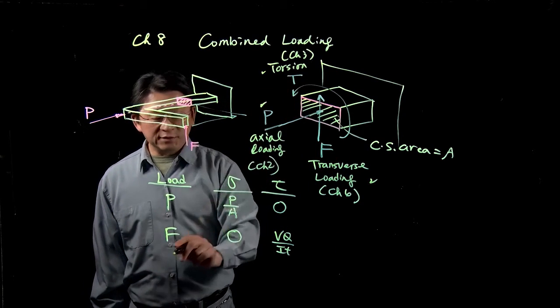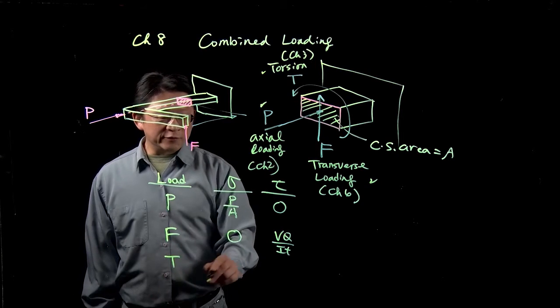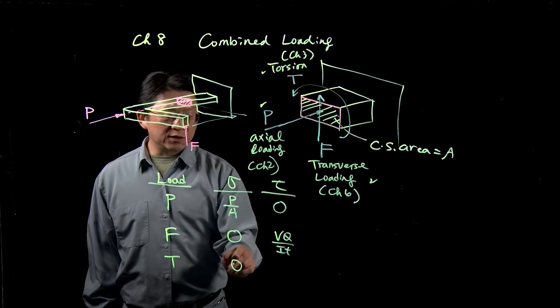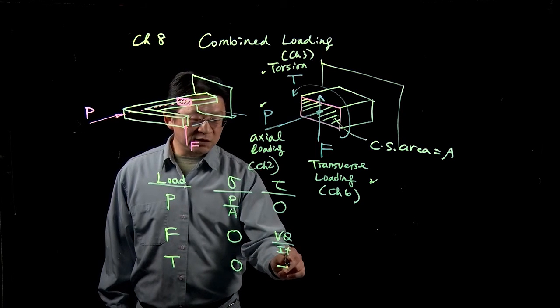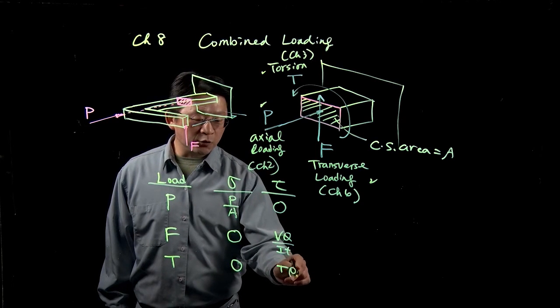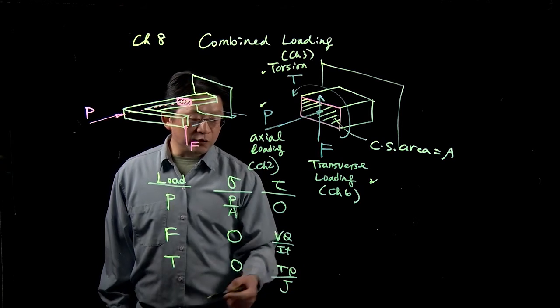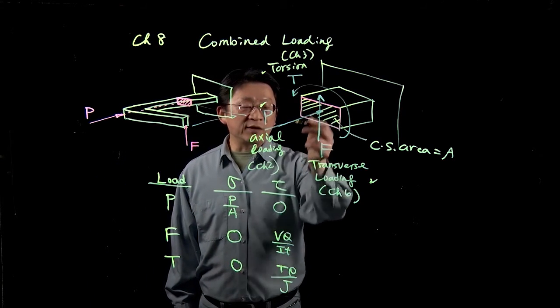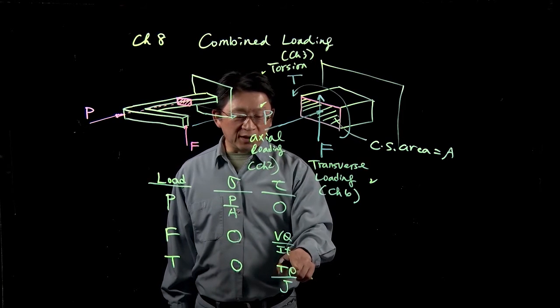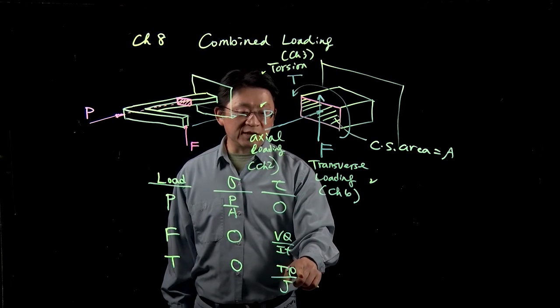For the torsion T, in chapter 3, we know the torsion induces nothing in the normal direction, but the shear stress is tau equals Tc or T rho over J. Again, rho depends on the location. And here, this is a rectangular cross section. Usually, this formula applies to a circular cross section.